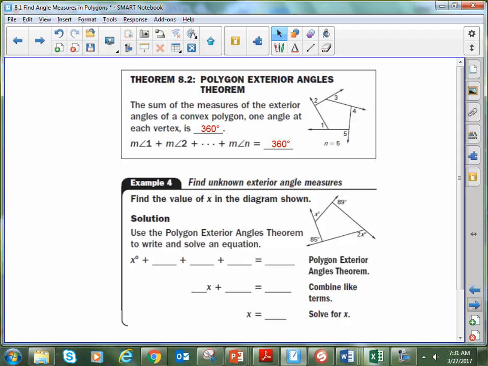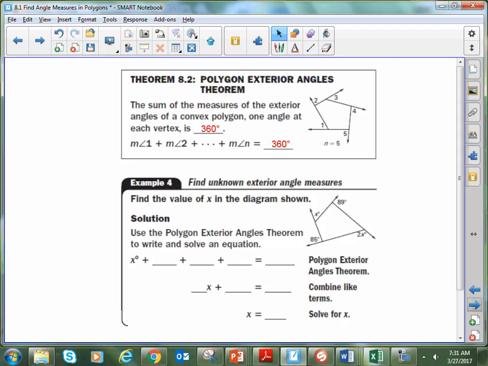Now pay attention to how they're drawn. It's almost like a pinwheel shape. It doesn't matter whether the arrows are pointing clockwise or counterclockwise. However you draw the exterior angles, you're going to draw them in the same fashion all the way around the polygon. So keep that in mind as we look at these.